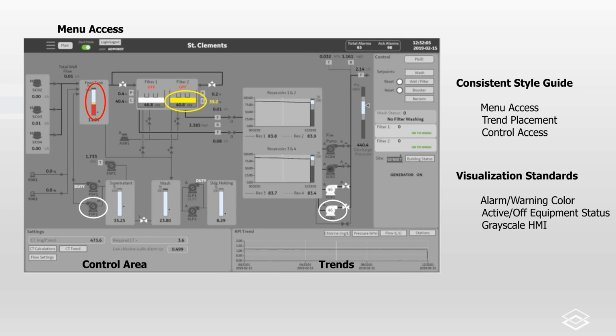On the bottom is two consistent areas that you go to look at for information. The left bottom is the control zone. This is where control appears whenever you click on an active device and wish to control it. On the right-hand side bottom is the KPI trend. This is your key indicators for this particular process and giving you a trend over time that you can control, seeing it at different time spans.